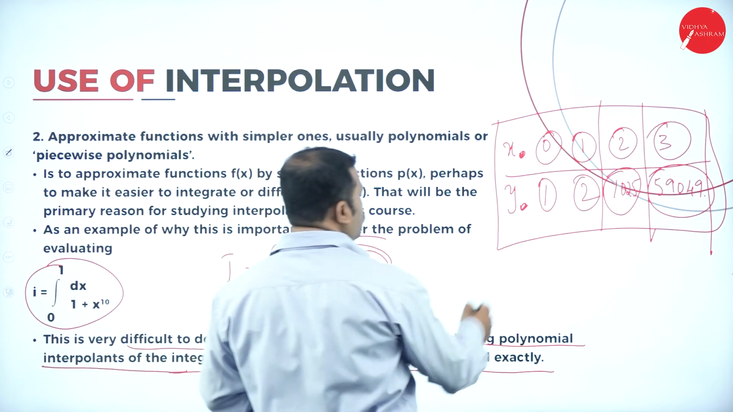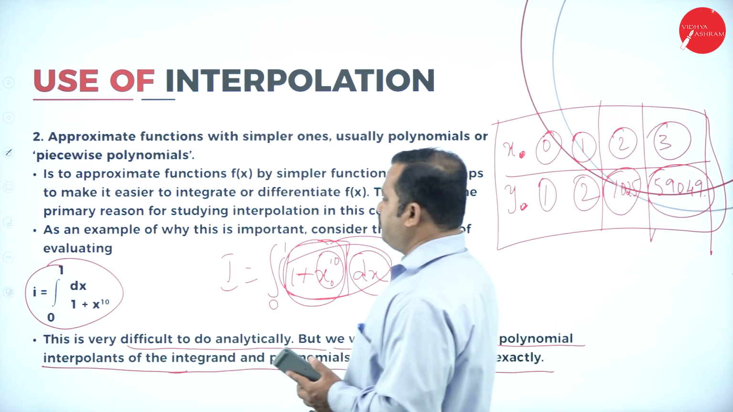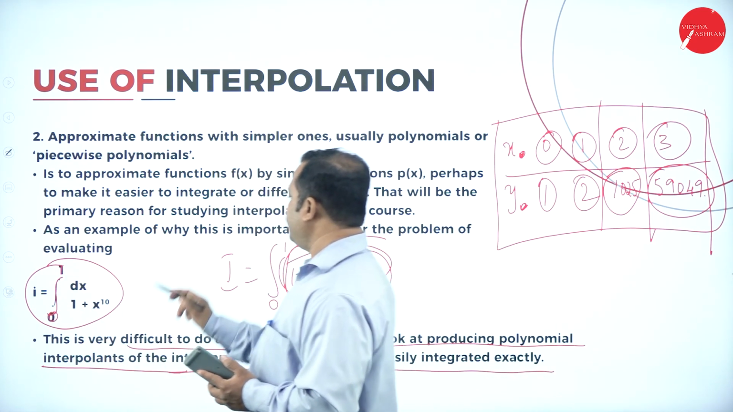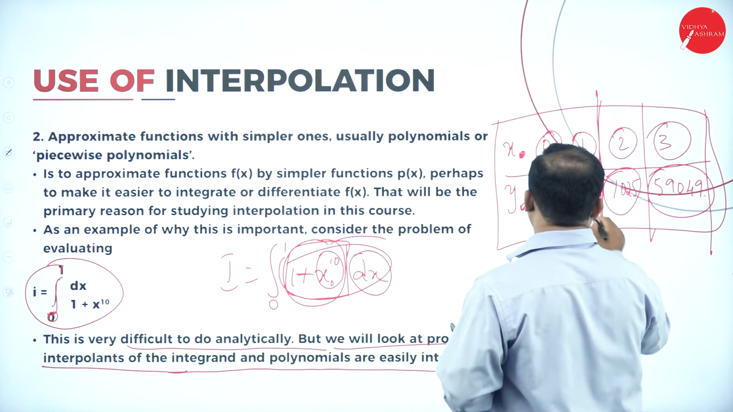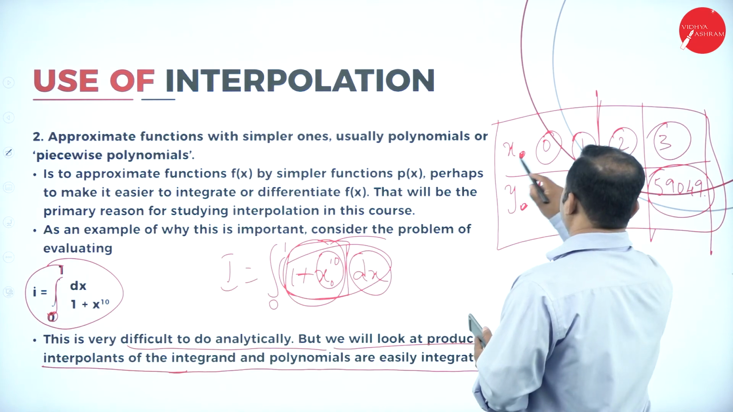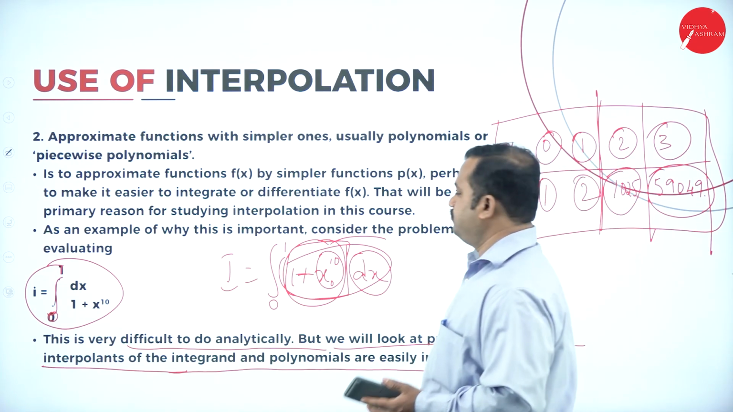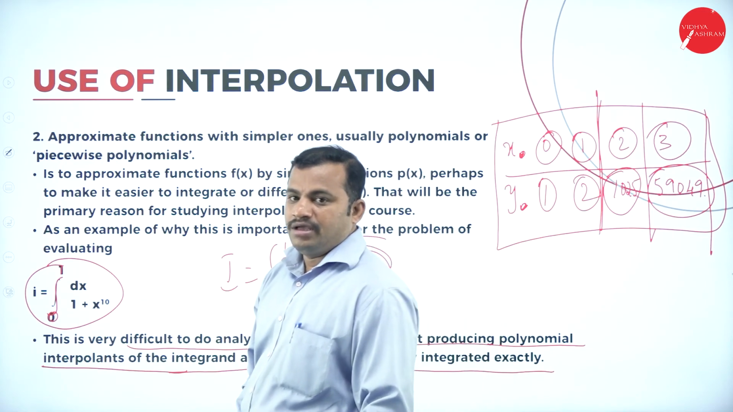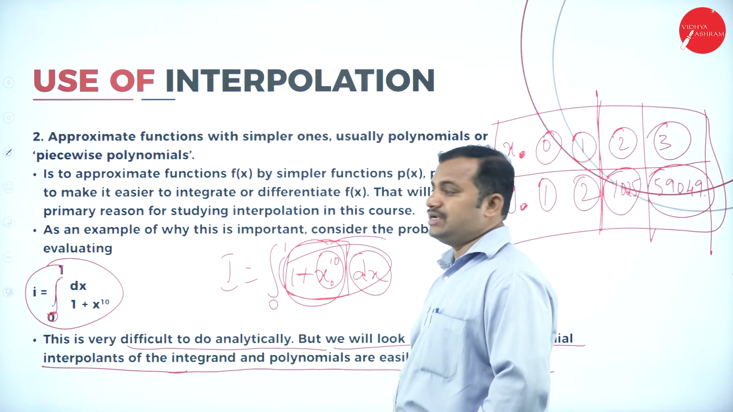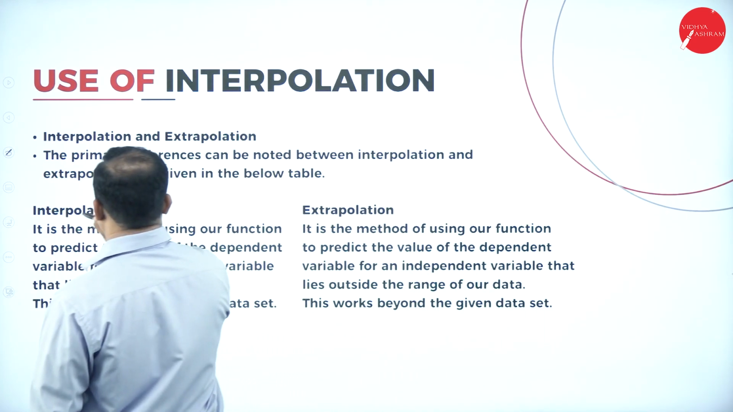So we can do the calculations very easily like this. This is how we are going to do the integration between 0 and 1. Between 0 and 1, what happens? When x is 0, y is 1. When x is 1, y is 2. That's all. We have to find the value of this through Lagrange's interpolation. Then, the differences between interpolation and extrapolation.